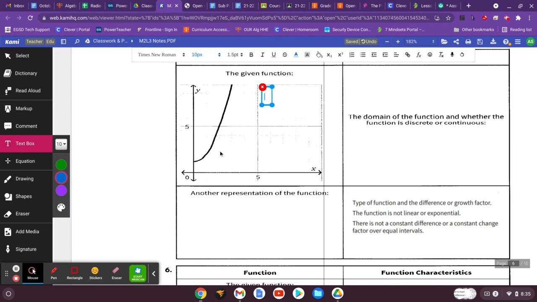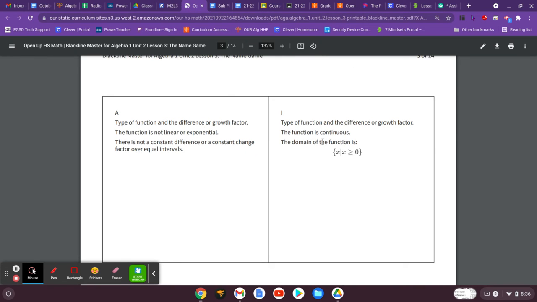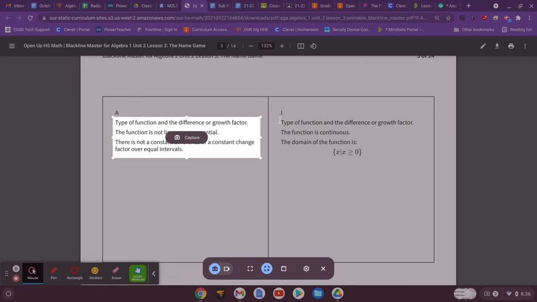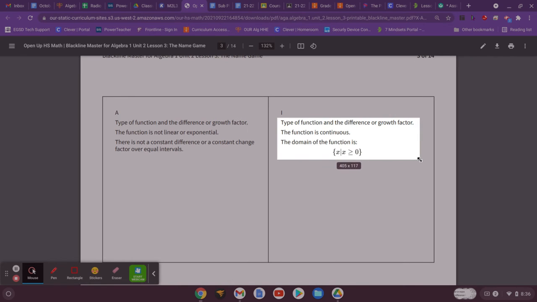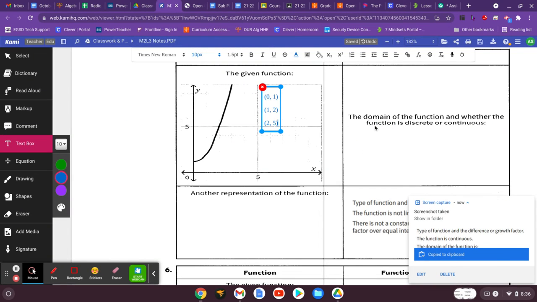Because if we look at our points, I see one at 0, 1. And then I see another one at 1, 2. So it starts off thinking it might be exponential, but then 2 is 5, and that throws that off. And so if we go back and look, we actually can make a table as our representation because we don't have a representation, but we are only greater than or equal to 0. So that is our domain in this case.